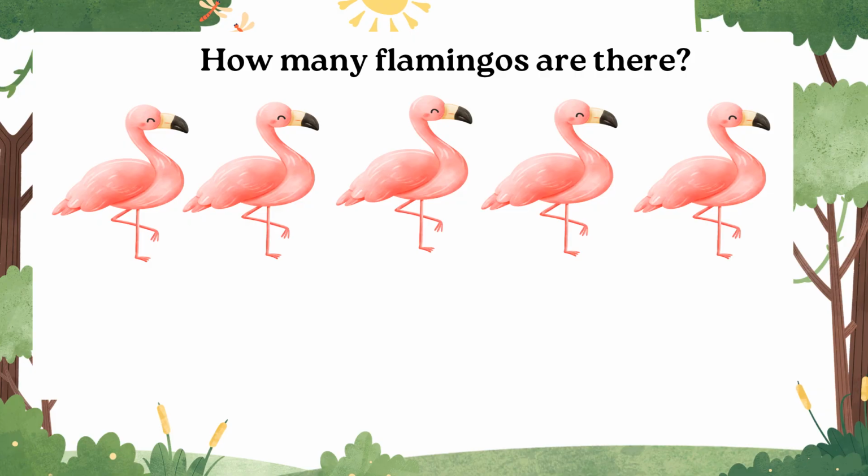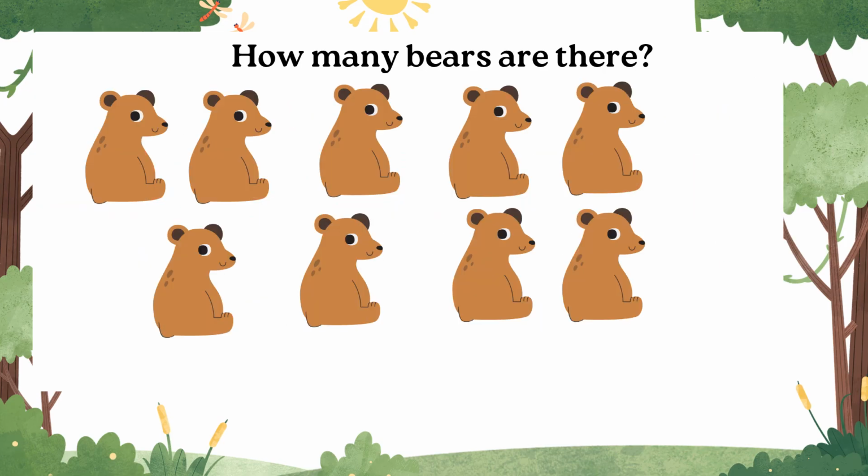How many flamingos are there? Let's count. 1, 2, 3, 4, 5. There are 5 flamingos. How many bears are there? Let's count. 1, 2, 3, 4, 5, 6, 7, 8, 9. There are 9 bears.